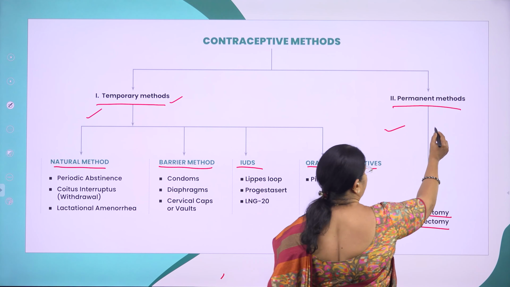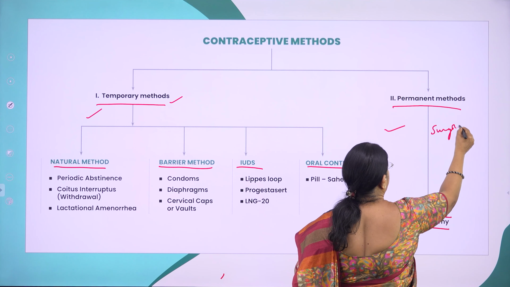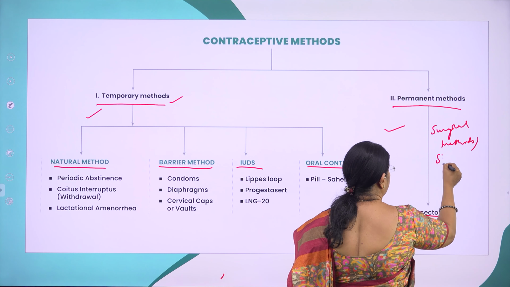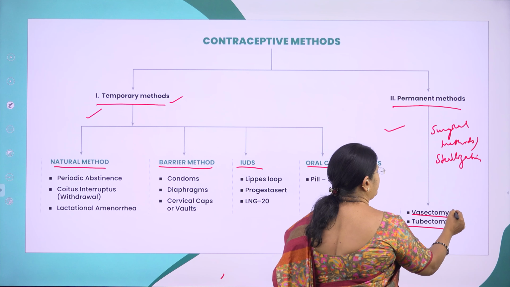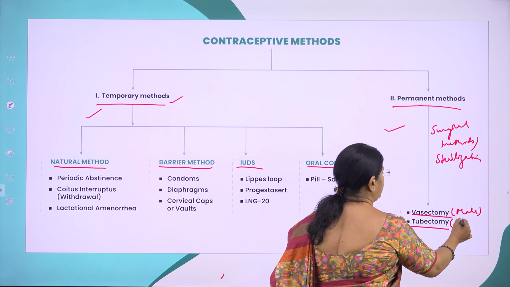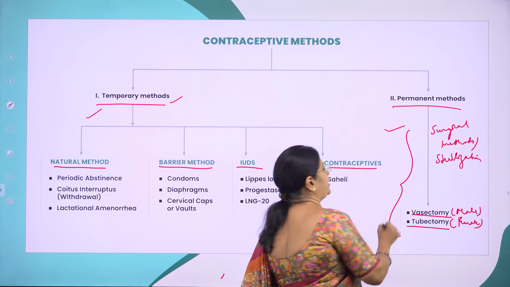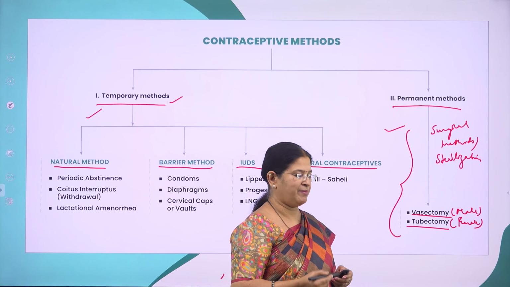Actually, permanent methods can also be called surgical methods, or you can also use the word sterilization. Vasectomy is called male sterilization, whereas tubectomy is called female sterilization. As I said, I am going to deal with this very important concept, the second method called the permanent method, in the coming session.